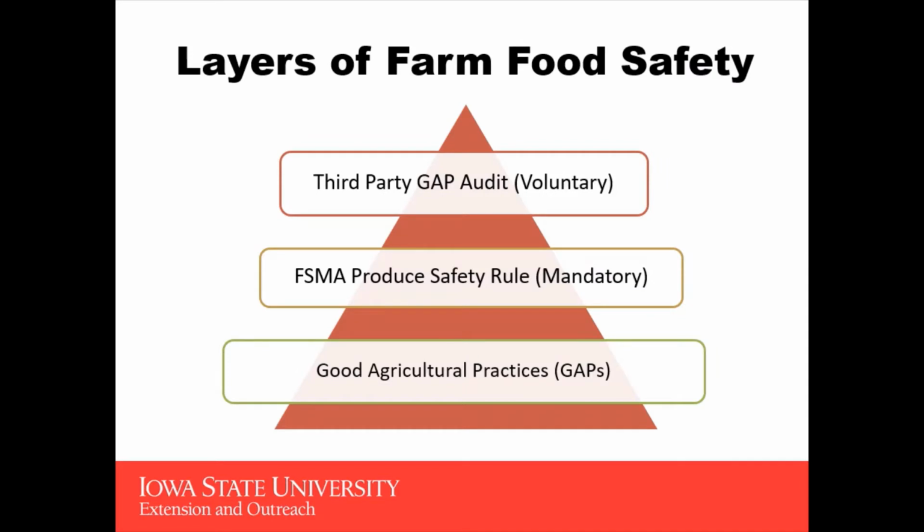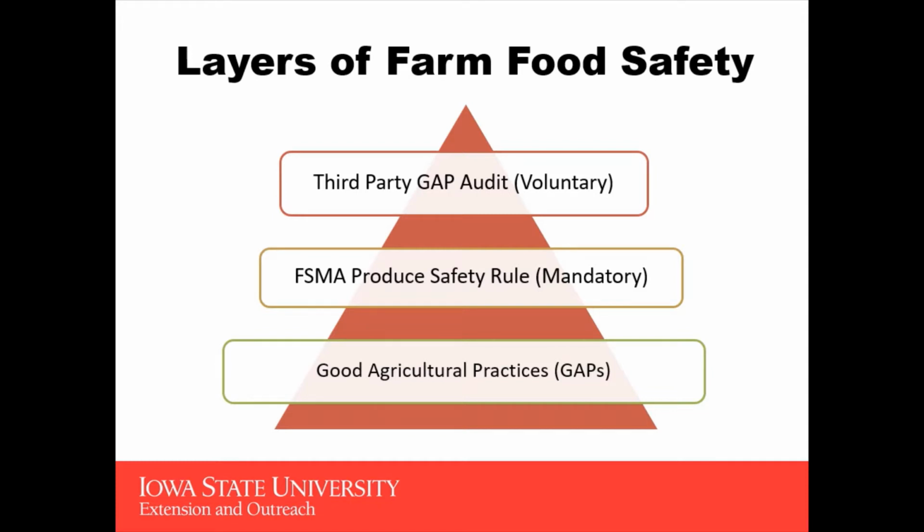When describing the food safety landscape, I like to start with this graphic that shows the different layers for farm food safety. Good agricultural practices, or GAPs, should be the foundation of every farm's food safety program. These are the basic common sense practices like hand washing, worker training, cleaning, and sanitizing.